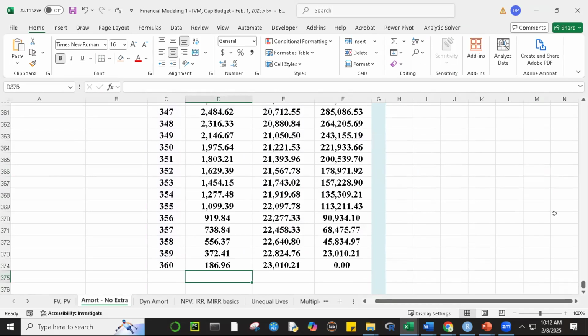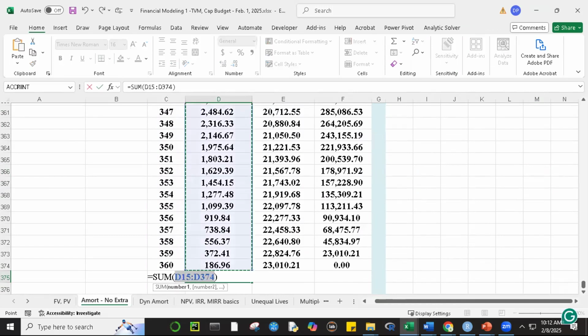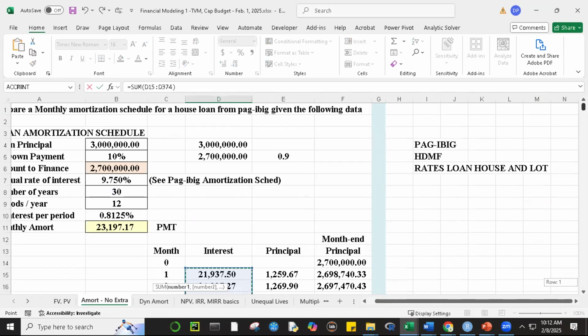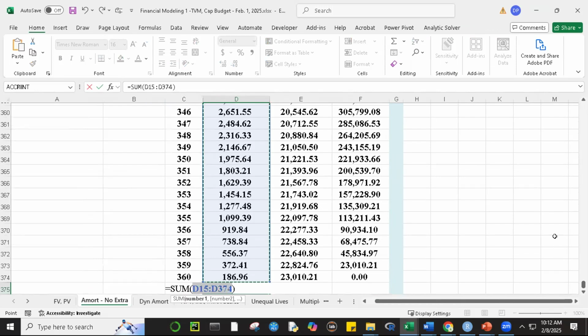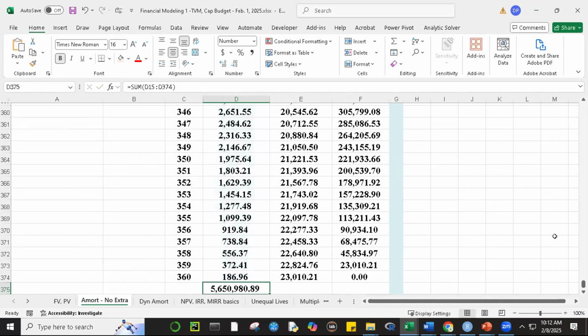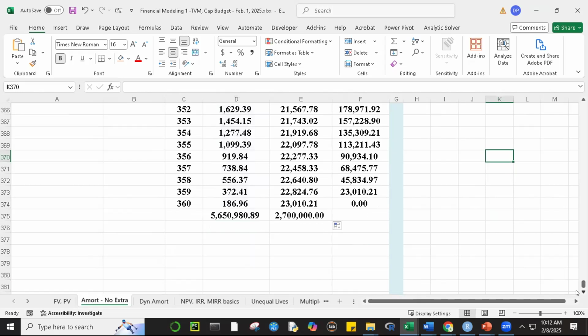so let's add all the interest payment. Alt equal to is a shortcut. If you're adding a series of numbers, make sure that there's nothing in front of that or on top of that in this case. Control Enter. Okay, and then if I copy this down, you can now see the totals. The total interest payment is 5.65 million. That's the advantage, class, of having just a long period. Okay, 5.65 million.